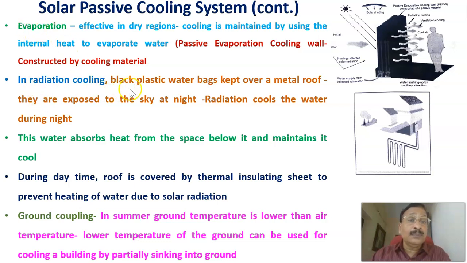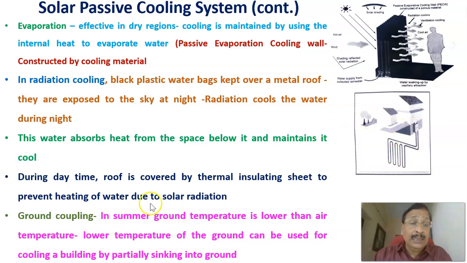In radiation cooling, black plastic water bags are kept over the metal roof and exposed to the sky at night. Radiation cools the water during the night, and this water absorbs the heat from the space below it and keeps it cool. During the daytime, the roof is covered by a thermal insulating sheet to prevent the heating of the water due to solar radiation. That is the way the passive cooling technique is made by using the evaporation and radiation cooling methods. Another one is ground coupling.